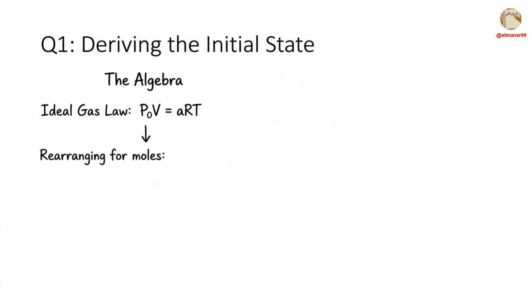Let's tackle question 1, finding the initial state. We use the famous ideal gas law, P0V equals ART. Here, A is just another name for N, the number of moles at the start. Step 1, rearrange the equation to isolate A. We get A equals P0V over RT. Step 2, plug in our values.